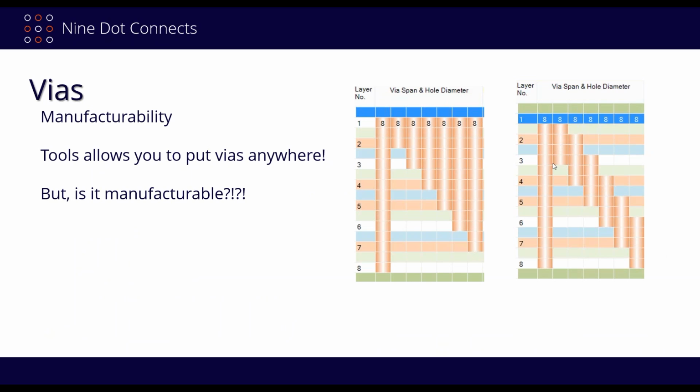And I've seen this happen because tools will allow you to do these things, and then you hand them off to the fabricator and they say, sorry, not going to happen, and you turn up your routing, and it's a tragedy at that point. So be really careful about how you do these.